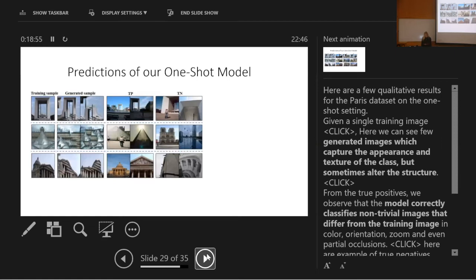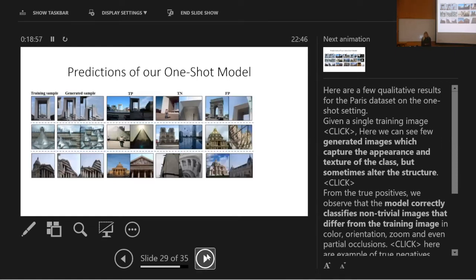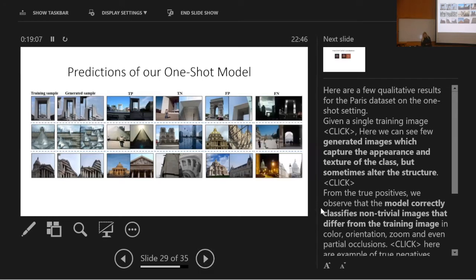This is a true negative. And the false positive, you can see here, is very similar to the training sample, so it makes sense that the model makes mistakes. And the false negatives are really different and hard to understand, even for a human. What is the class here?